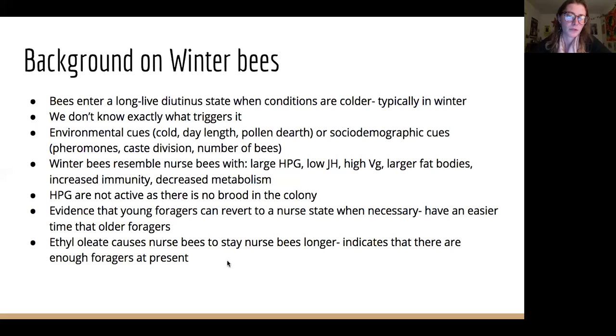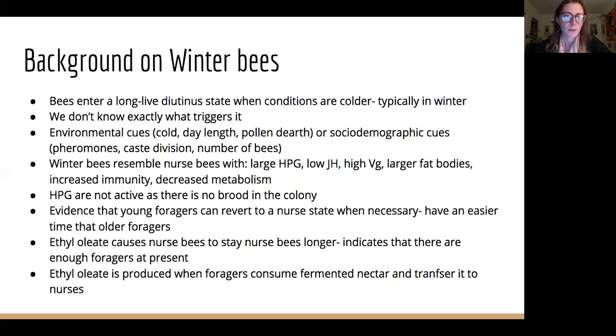And finally, or this might not be finally, ethyl oleate is a pheromone that they produce. It causes nurse bees to stay nurse bees longer, and it indicates that enough foragers are present. So if you have a bunch of bees returning to the colony with honey, it tells them we have enough bees coming in that are foraging. We need more bees to stay as nurse bees. And the way that they do that is with this pheromone called ethyl oleate. And ethyl oleate is produced when foragers consume fermented nectar and transfer it to nurses.